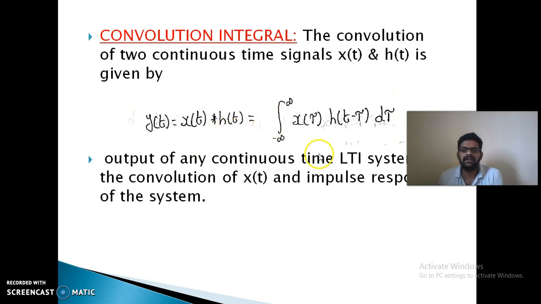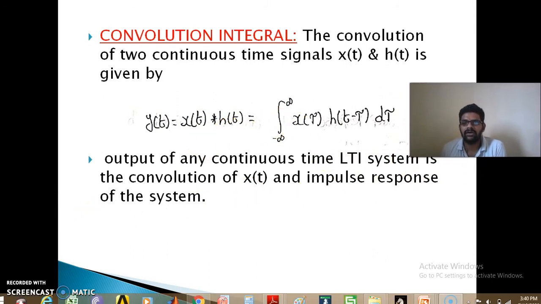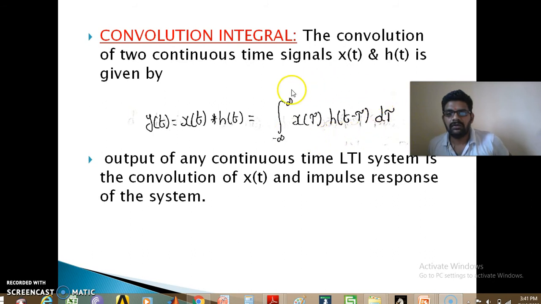So the output of any LTI system is the convolution of the input signal x of t with its impulse response h of t. Mathematically, if you want to estimate the output of an LTI system, you have to solve this integral. To solve this integral, we need to know the impulse response. The impulse response is obtained by giving delta of t as an input. So this is how the response of an LTI system is obtained.